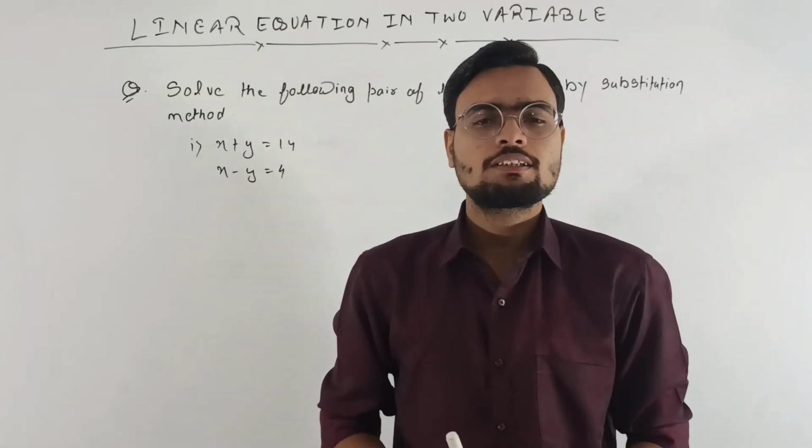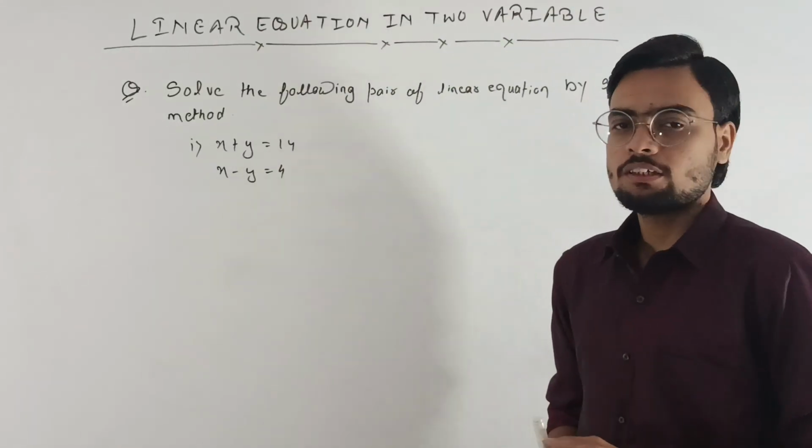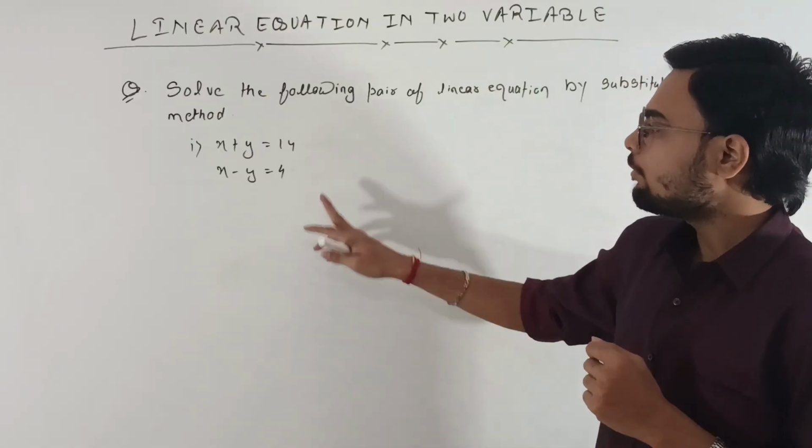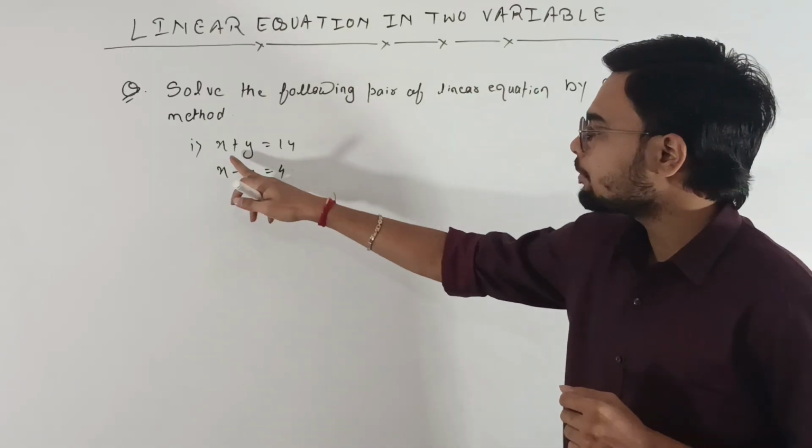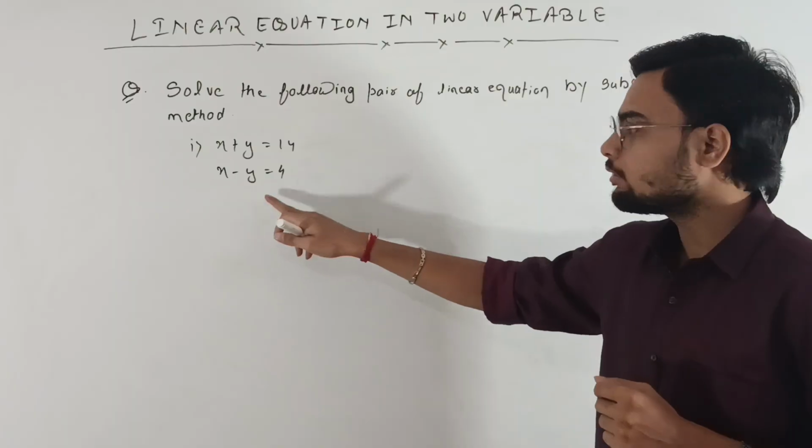Understood? Now let's practice some questions related to the substitution method. So our first question is, we have a pair of linear equations, that is x + y = 14 and x - y = 4.